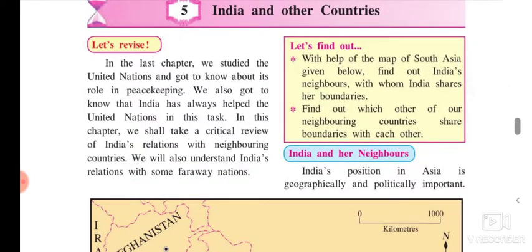Let's revise. In the last chapter we studied the United Nations and got to know about its role in peacekeeping. We also got to know that India has always helped the United Nations in this task. In this chapter we shall take a critical review on India's relation with neighboring countries. We will also understand India's relation with some faraway nations.